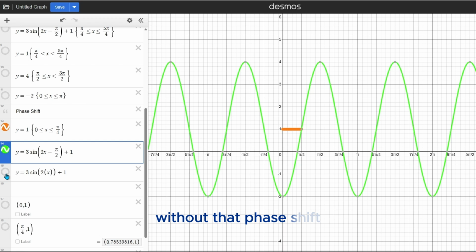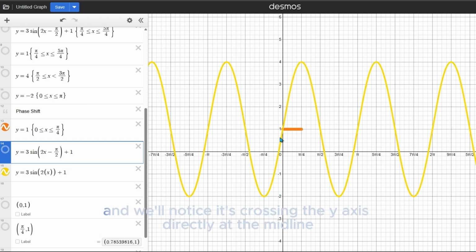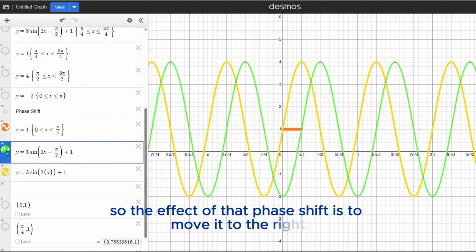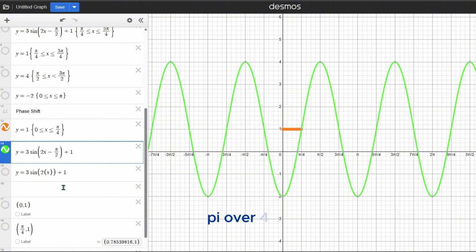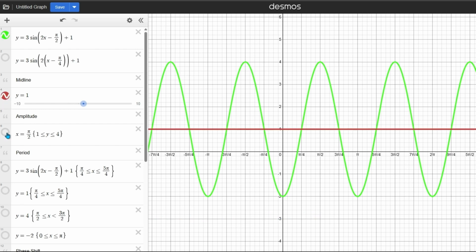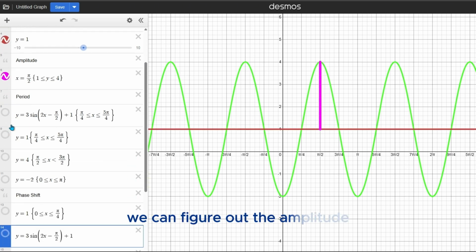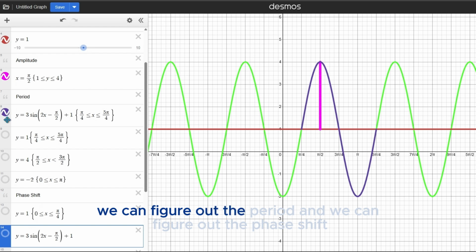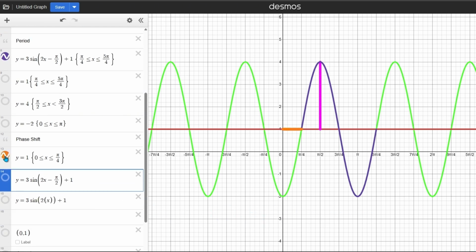Without that phase shift, the function looks like that. And we'll notice it's crossing the y-axis directly at the midline, y equals 1. So the effect of that phase shift is to move it to the right by a distance of pi over 4. All right, so just by learning how to read this function, we can figure out the midline, we can figure out the amplitude, we can figure out the period, and we can figure out the phase shift.